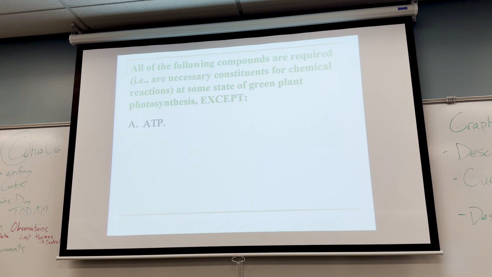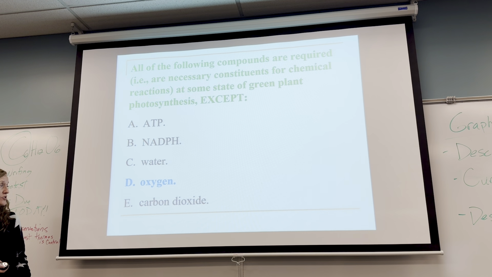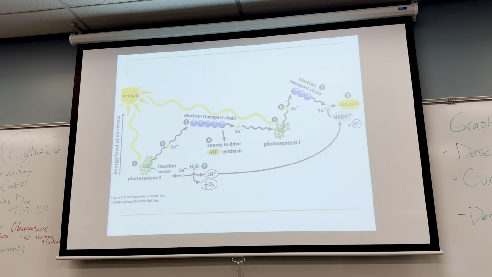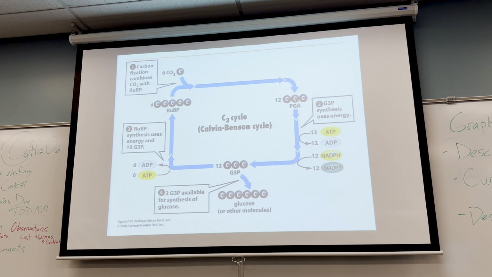All of the following compounds are required, meaning they are necessary constituents for chemical reactions at some stage of green plant photosynthesis, except what? Okay, so good. We make ATP and NADPH, which are used by the light independent reactions. You need water for the splitting of electrons. Oxygen is a product, and you need 6 carbon dioxides for every oxygen to be made. Okay, so those there. All right.